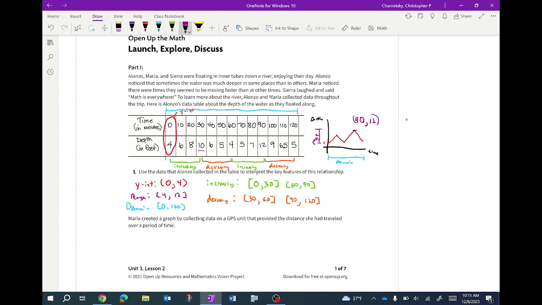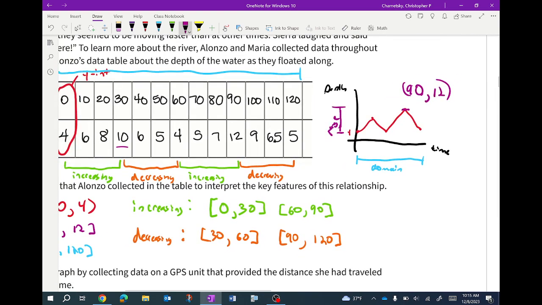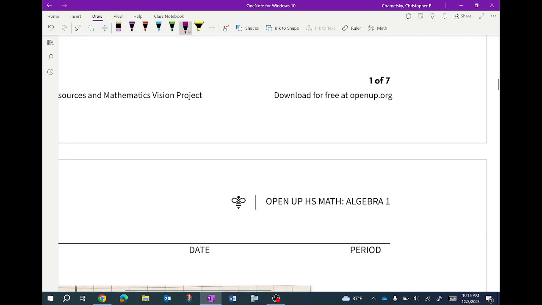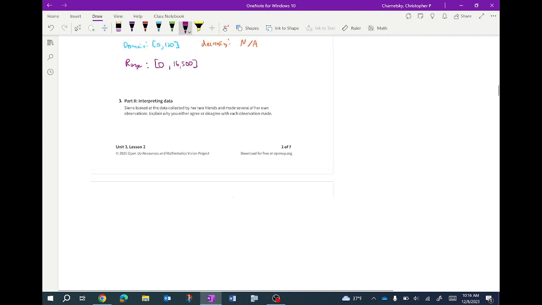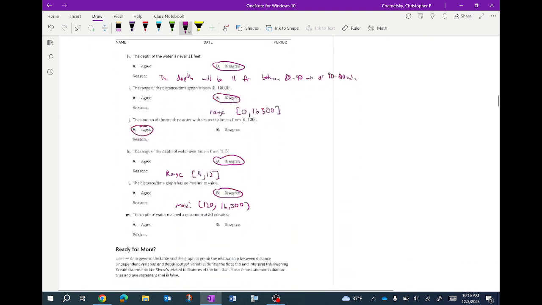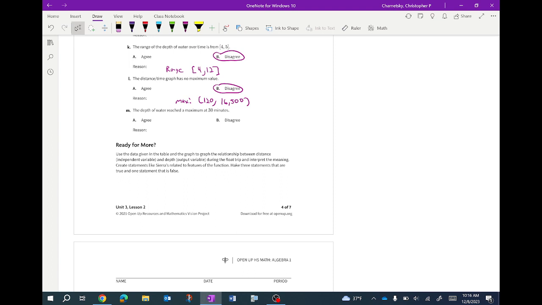And actually, to be perfectly honest, we don't necessarily know this is the maximum because he's taking measurements every so often. Maybe this graph actually goes up a little bit higher between 90 and 100 minutes. We don't know. Okay, we just know for sure the maximum is not at 30 minutes. So there is a higher depth at 90 minutes.